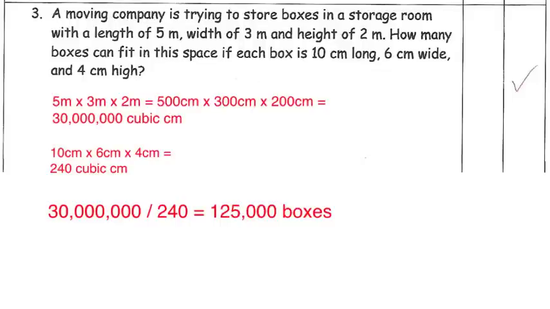For number 3, you have to look at the storage room and you have to convert all of the meters to centimeters. So you would go 5 meters would equal 500 centimeters times 300 centimeters times 200 centimeters, which would give you a room the size of 30 million cubic centimeters. Then you have to multiply the boxes together. The sides of the boxes, 10 times 6 times 4, which is 240 cubic centimeters, and then you divide, and so your answer should be 125,000 boxes.